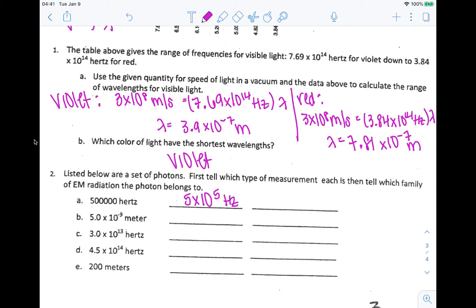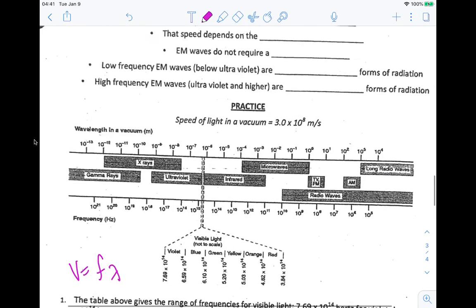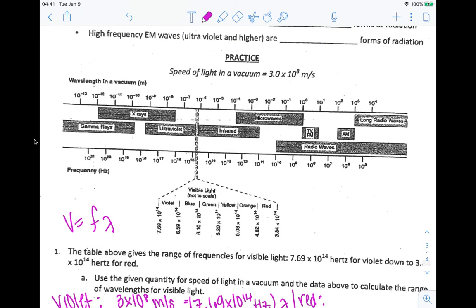B through D are all given in terms of scientific notation. So if we look at letter E, 200 meters is really 2 times 10 to the 2nd meters. So now, the first thing we do is look to see the unit as well as the exponent. So we look at letter A, we have 10 to the 5th hertz. So we go up to hertz, which is our frequency. We go 10 to the 5th, which is right over here. And you literally just drag your pencil to that section of 10 to the fifth.